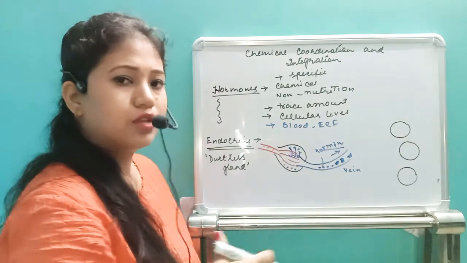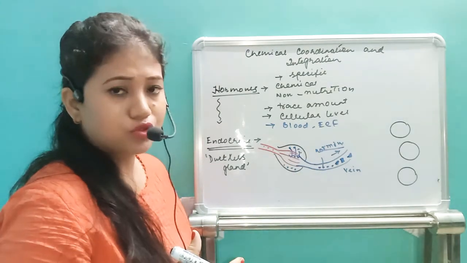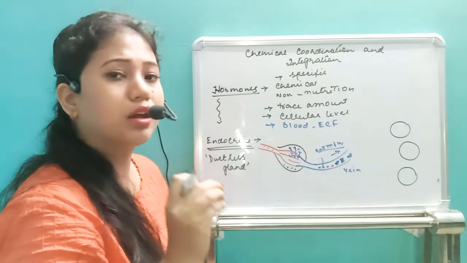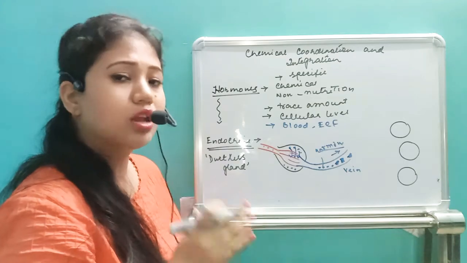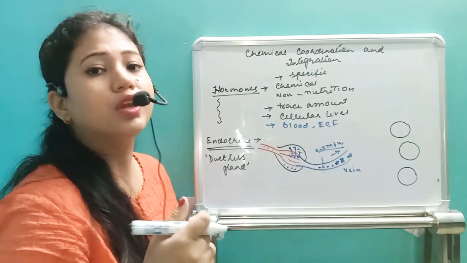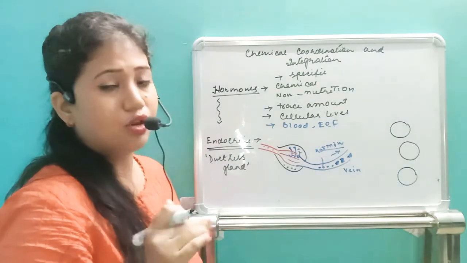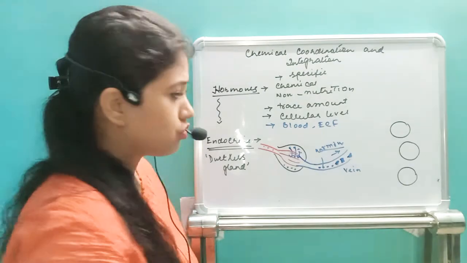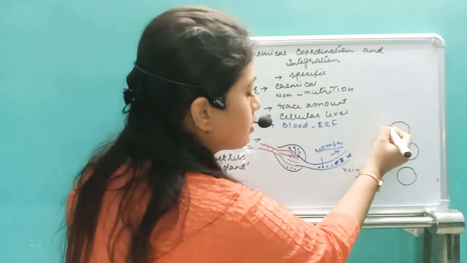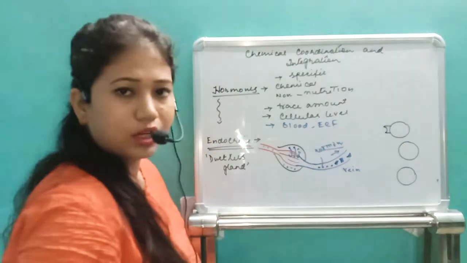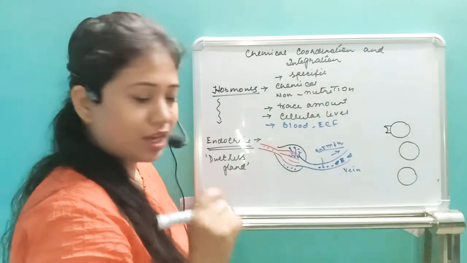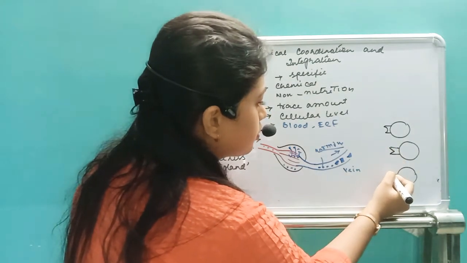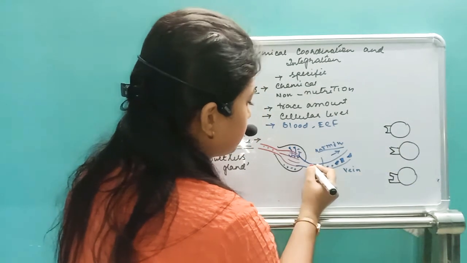The blood vessel is going to carry all of the hormones, but only the target organ that is meant for that hormone will work or be stimulated or inhibited, not the other organs. Why? Depending on the receptors present on the organ. Suppose this organ has this kind of receptor, this organ has this type of receptor, and this organ has this type of receptor.